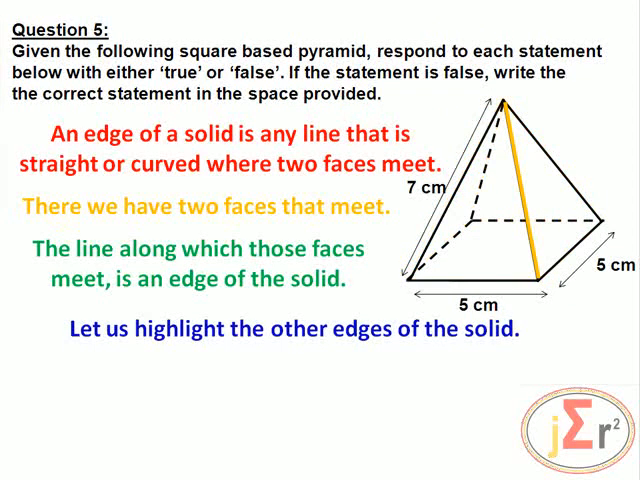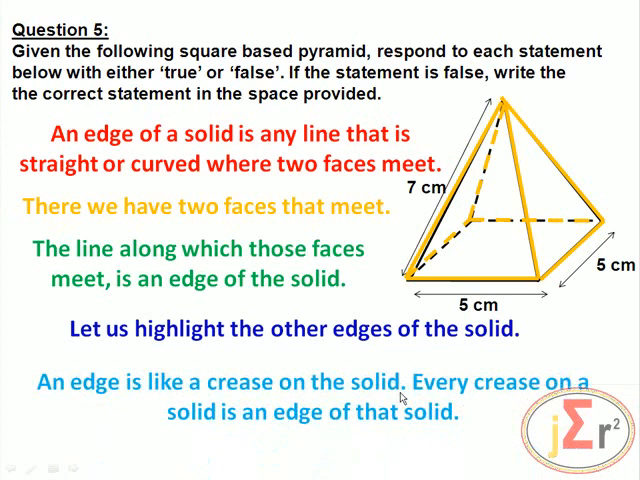Those represent lines along which two faces meet. An edge is like a crease on the solid. Every crease on a solid is an edge of that solid. So it is as if we crease the solid, and where we have that crease, it is the edge of a solid. And it is more appropriate to say that it's a line along which two faces meet.